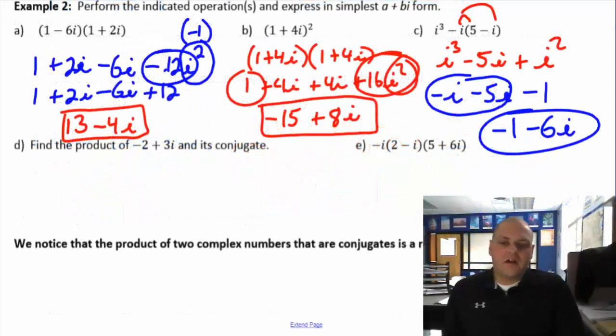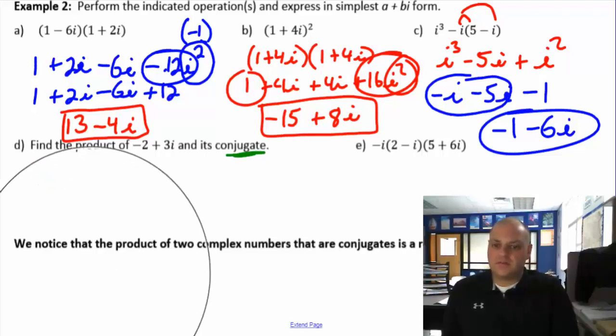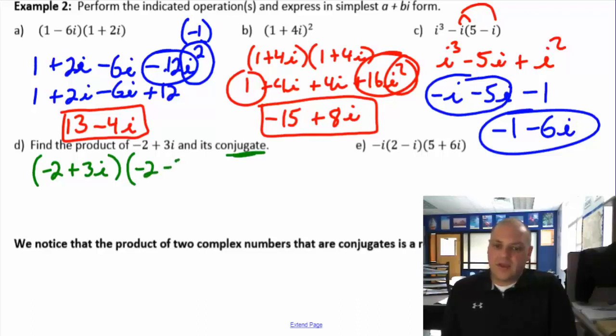Find the product of negative 2 plus 3i and its conjugate. All right, and its conjugate, so we should know what that is. Let me just rewrite that: negative 2 plus 3i, the product of that and its conjugate, negative 2 minus 3i. You should know what a conjugate is.